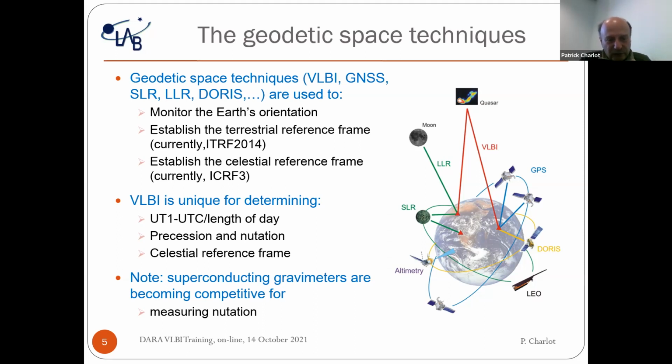Just as a small note, these are the main techniques to measure the Earth's rotation, the Earth's orientation. But there are some new things coming online, like superconducting gravimeters, that are becoming competitive for measuring the nutation.